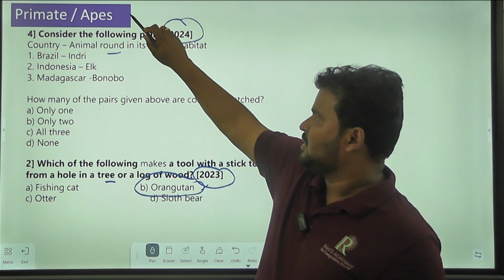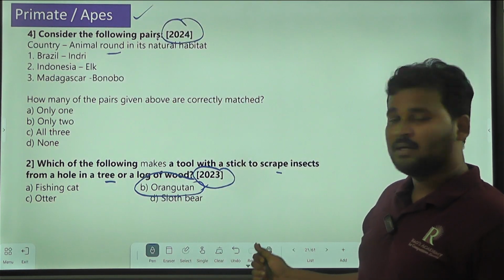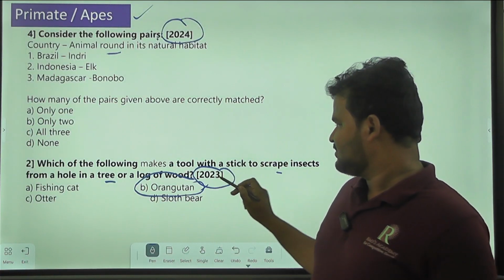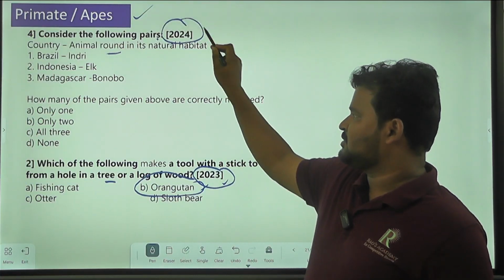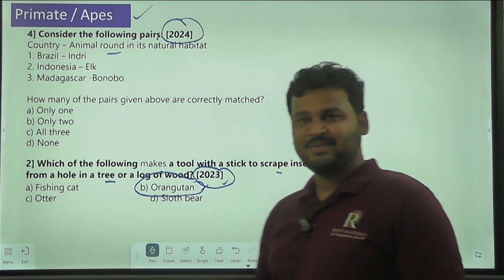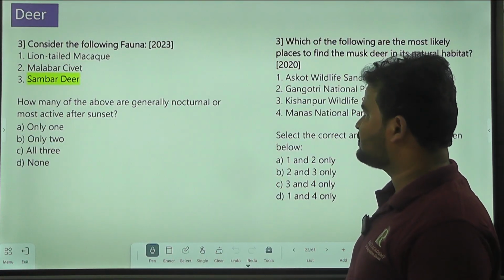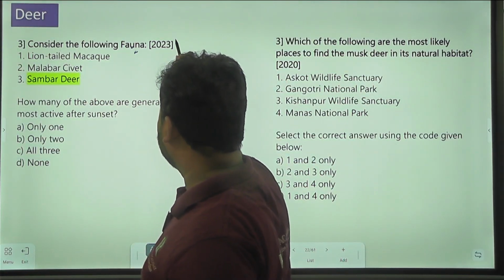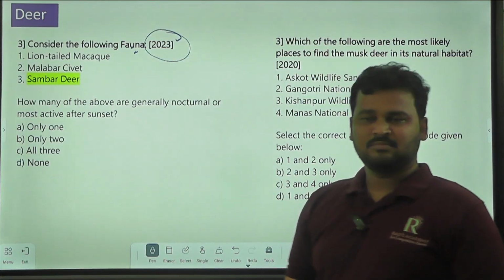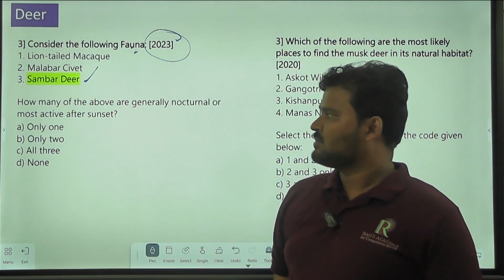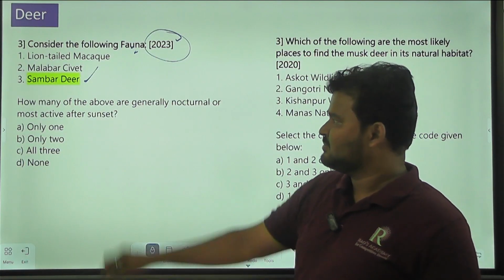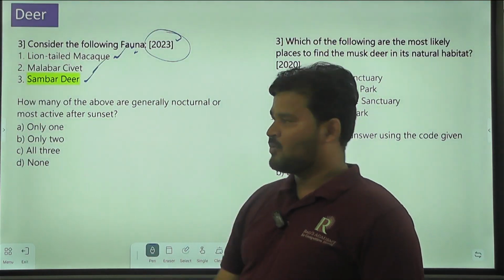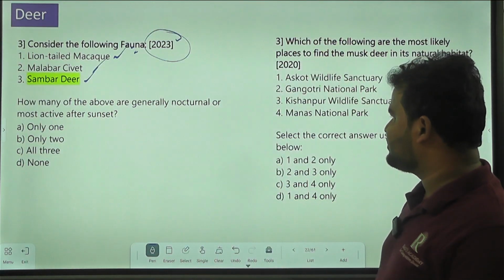As I said, primates and apes are favorite areas for UPSC. Why did I say it? Because in 2023 there is a question and also in 2024 there is a question. That's the thing. Coming to deer: consider the following fauna, a question from 2023. Sambar deer, favorite for UPSC. Lion-tailed macaque, favorite for UPSC. Malabar civet, favorite for UPSC. That's the thing.